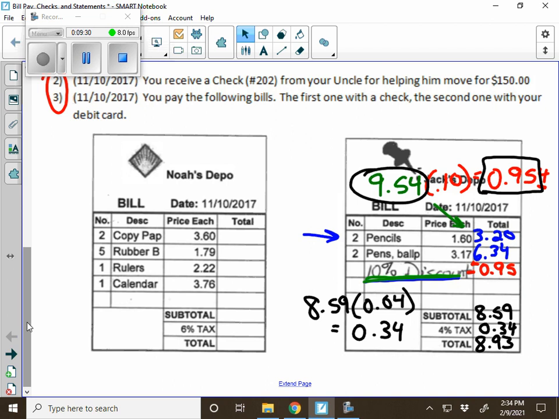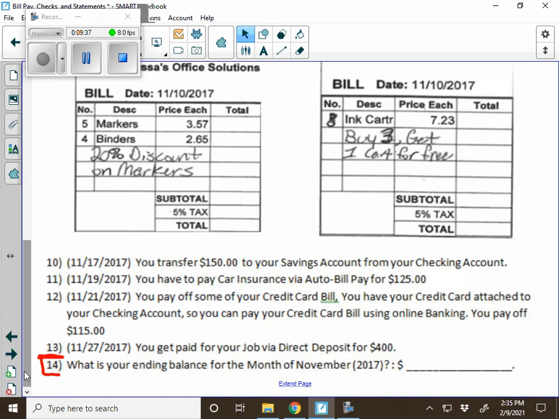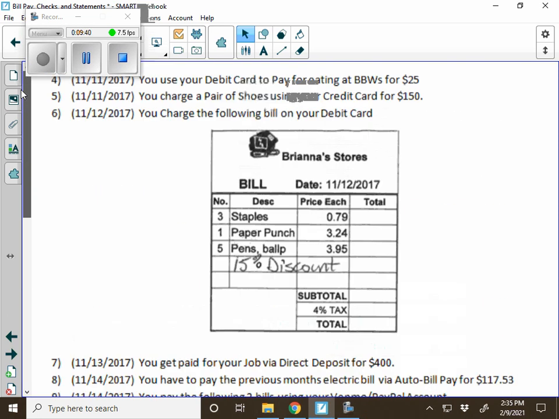All right, so that's just kind of explanation of how to start this. Remember, go in order. When you get done with 14, you should have an ending balance, which we'll discuss after we get done with this.